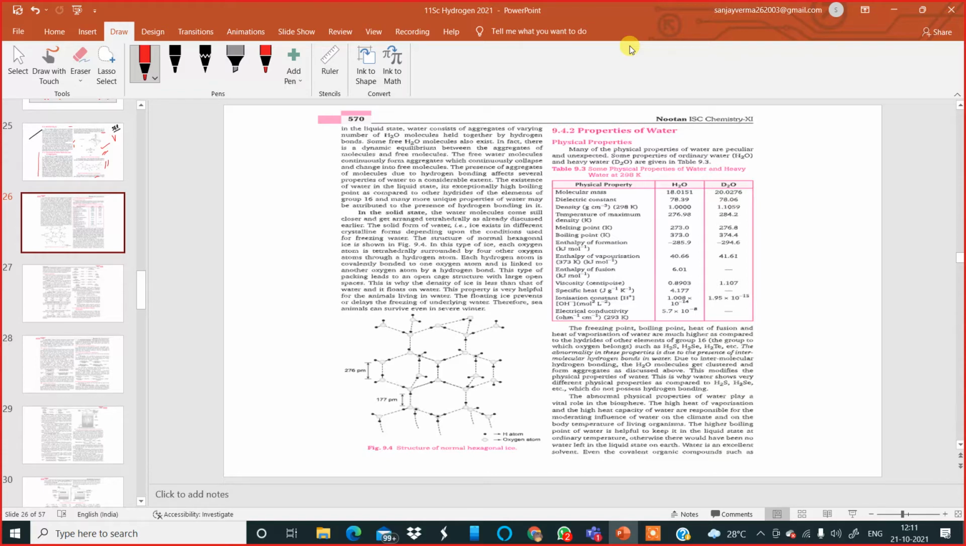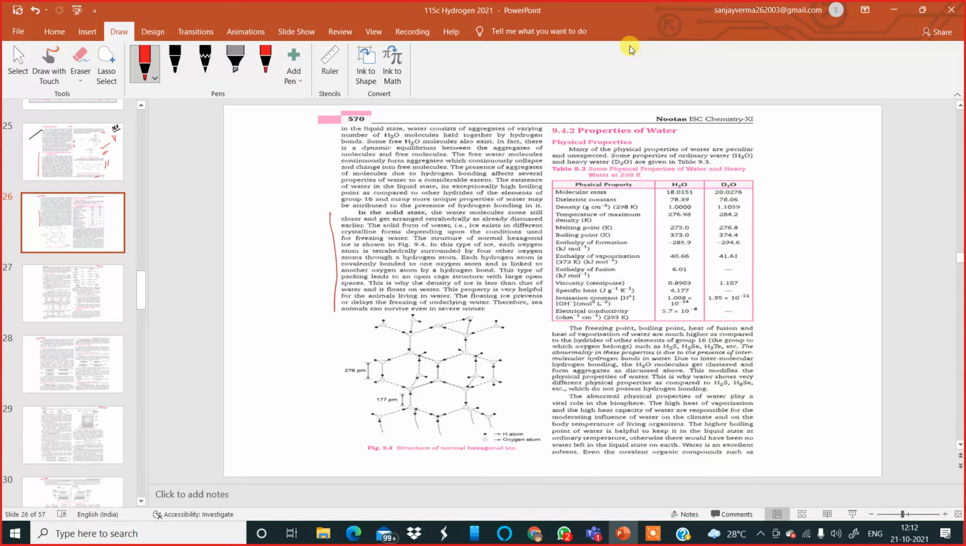This existence of water in the liquid state explains its exceptionally high boiling point as compared to other hydrides of the elements of group 16. And many more unique properties of water may be attributed to the presence of hydrogen bonding, which is intermolecular. Now, if you move further to the solid state, the water molecules come still closer and get arranged tetrahedrally, as already discussed earlier. The solid form of water, that is ice, exists in different crystalline forms depending upon the conditions used for freezing water.